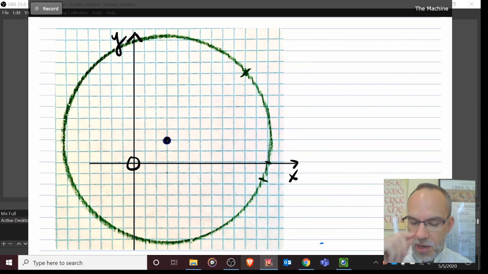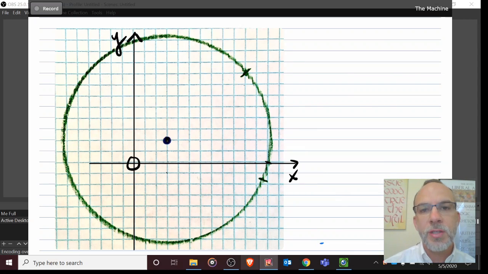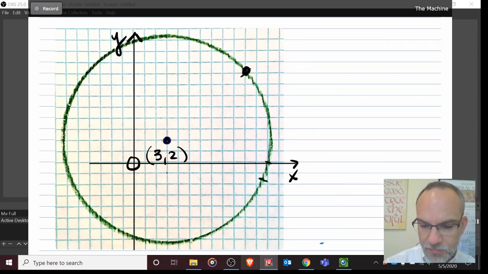All right, so now what do I have? Now I can actually assign ordered pair of coordinates to these 2 points, the center and then this point over here that we started with originally. The center is going to be 3, 2. And this point over here, let me count, 1, 2, 3, 4, 5, 6, 7, 8, 9, 10. This point is going to be 10, and then up 1, 2, 3, 4, 5, 6, 7, 8.